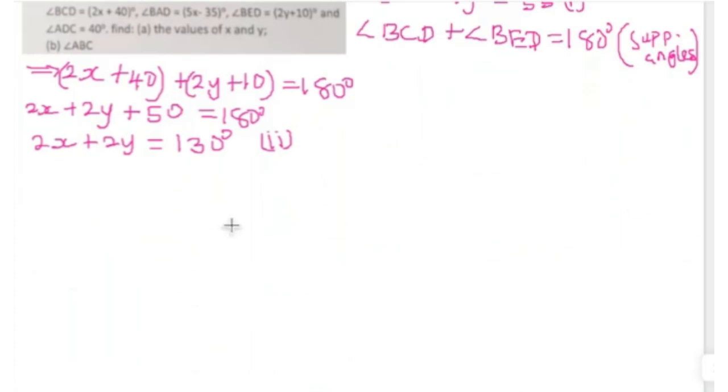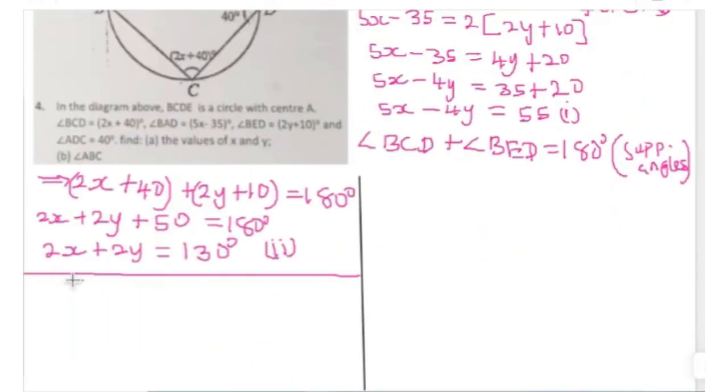Okay, so I would like to rewrite these two equations for clarity. So the first equation is 5x minus 4y, which gives us 55 degrees. This is equation 1. The second one is 2x plus 2y, which gives us 130 degrees. We call this equation 2.